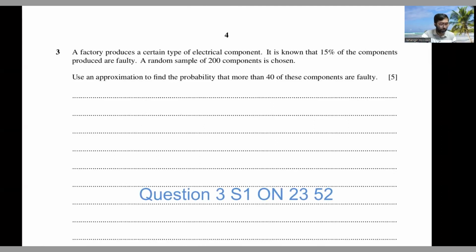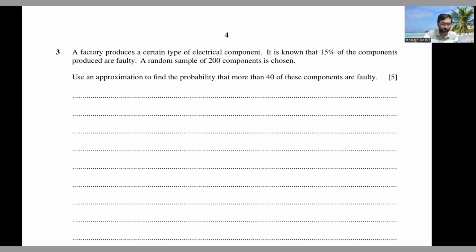In question 3, a factory produces a certain type of electrical component. It's known that 15% of the components produced are faulty. A random sample of 200 components is chosen. Use an approximation to find the probability that more than 40 of these components are faulty. You see the sample size is 200, constant, and the probability of a component being faulty is constant.